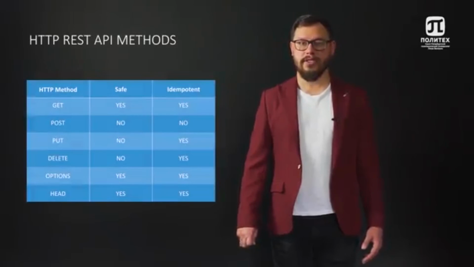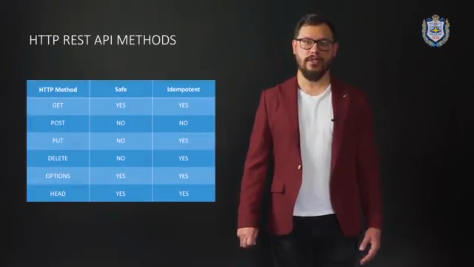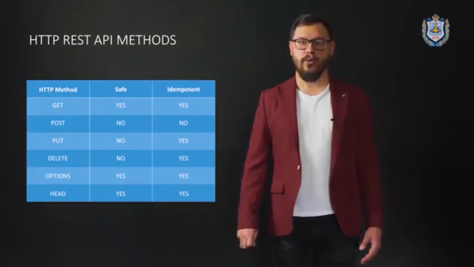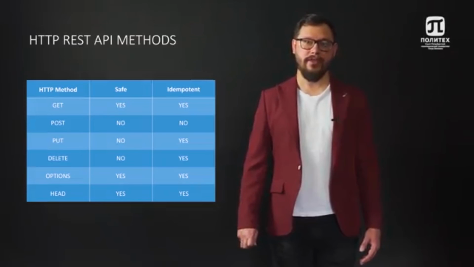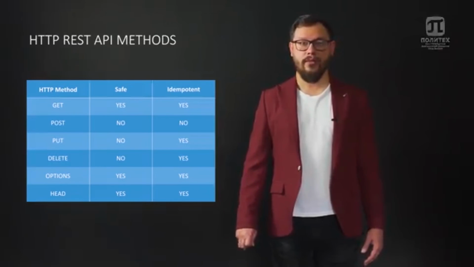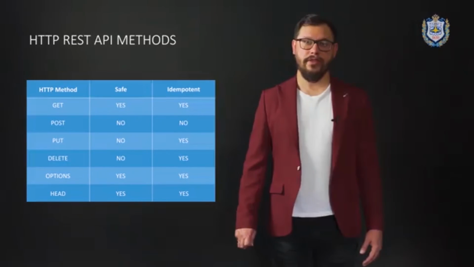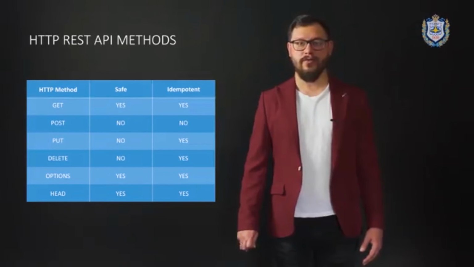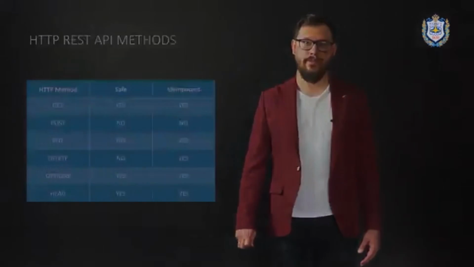Not all the methods are safe or idempotent. Here is the list of methods that can be used for REST API calls, and which of them are safe and idempotent. GET. This method is safe and idempotent. It's always used for retrieving information and doesn't have any side effects. POST. This method is neither safe nor idempotent. This method is most widely used for creating resources.